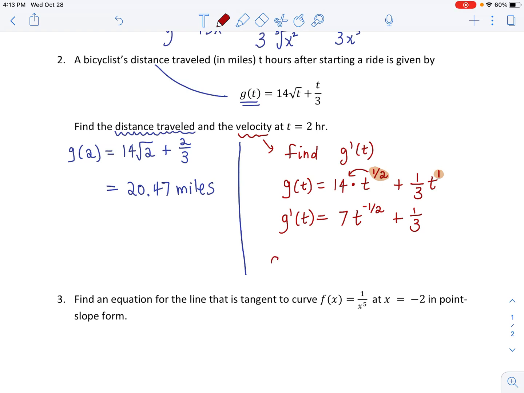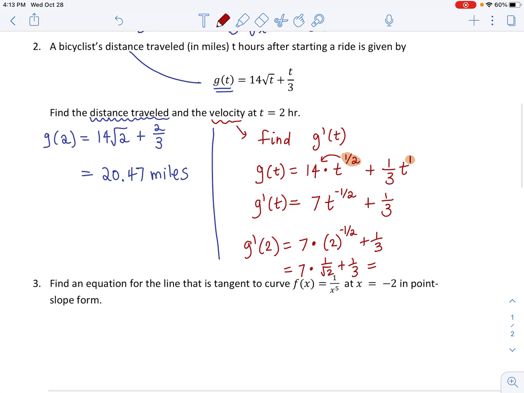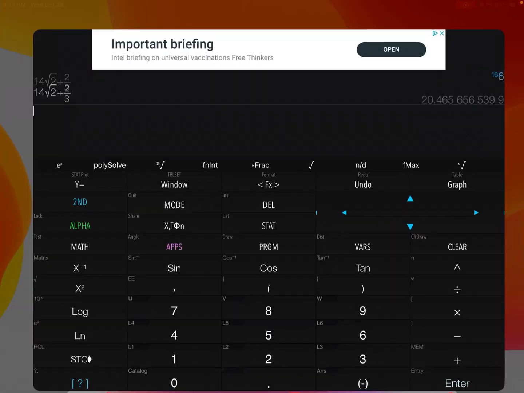So now I'm about to plug in 2 here. G prime of 2 equals 7 times 2 raised to the negative 1/2 power plus 1/3. Well, that's the same thing as 7 times 1 over square root of 2 plus 1/3, right? I'm just going to type this into a calculator, because if someone says this bicyclist is going at this speed with the square root, what does that even mean? Let's go ahead and find this answer in decimal form. 7 over square root of 2 plus 1/3.